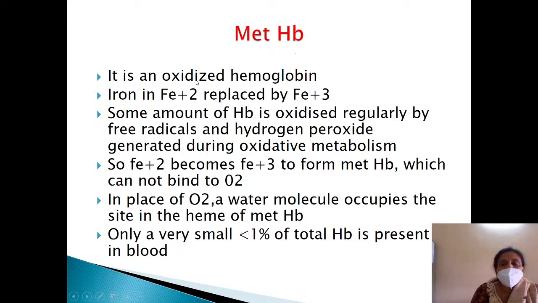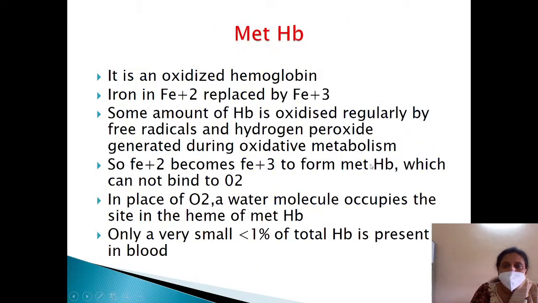But some amount of the hemoglobin is oxidized regularly by free radicals and hydrogen peroxide, which are generated during oxidative metabolism. As long as metabolism is taking place in our body, there is continuous production of hydrogen peroxide and free radicals. Those can continuously oxidize Fe+2 to Fe+3. That means some amount of methemoglobin is continuously being formed.